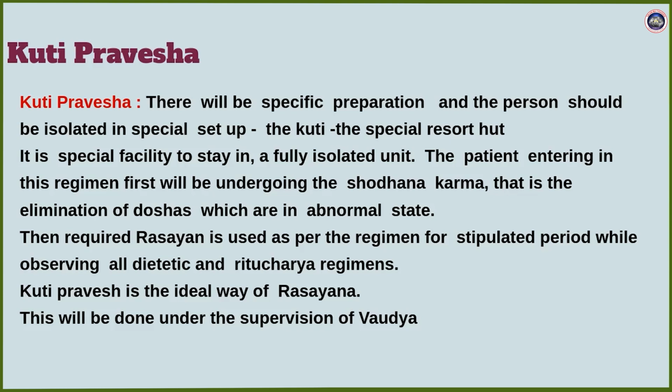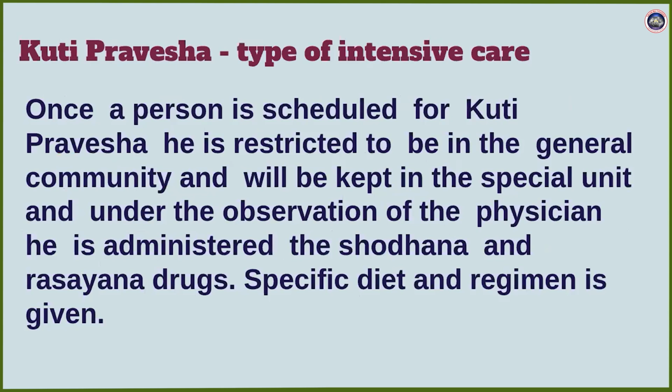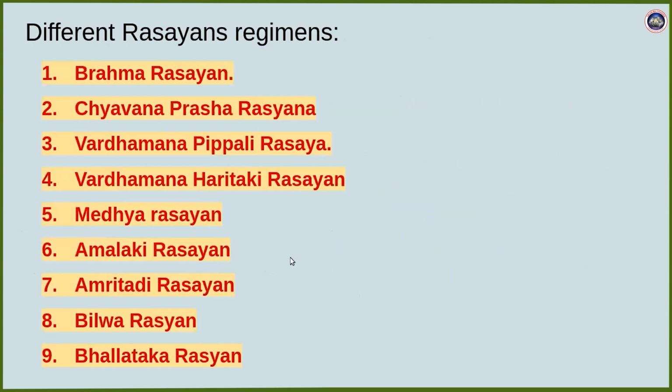It takes a few months, or some 60, 70 or 80 days also. If the Kuti Pravesha is done, for the first 5 days or 10 days Panchakarma is done, and after that there are Vardhamana Yogas. Like this, these Rasayanas are given. So, Brahma Rasayana, Chyavanprasha Rasayana, Vardhamana Pippali Rasayana, Vardhamana Haritaki Rasayana, Medhya Rasayana, Amlaki Rasayana. These are nothing but the various drugs that are used in this Rasayana.